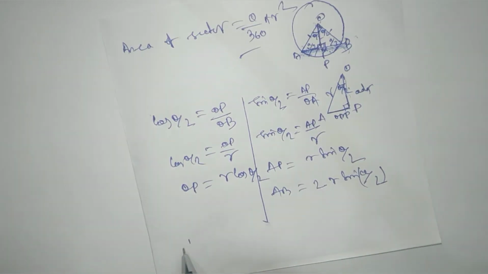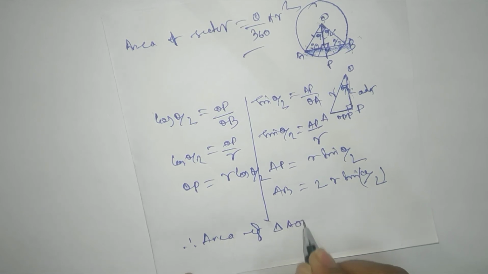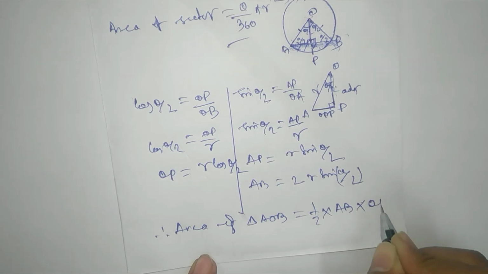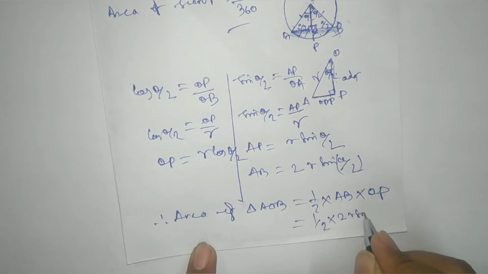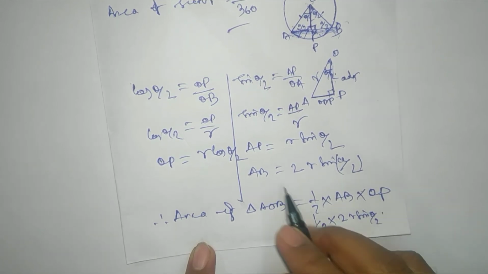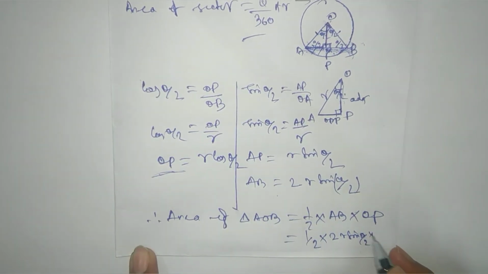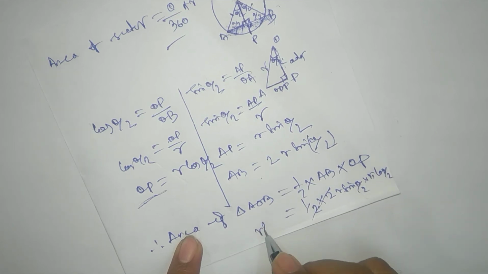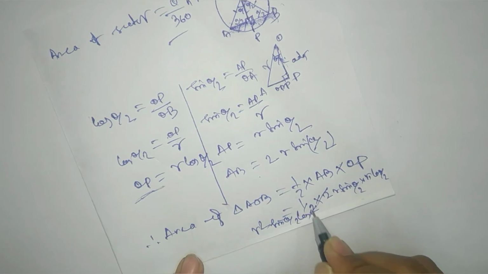So now, therefore, area of triangle AOB equals what? Half into base, which is AB, into height, that is OP. So here we'll substitute the value of AB. AB is 2 into R sine theta by 2, and OP is R into cos theta by 2. The 2s cancel, R into R is R squared, and we get sine theta by 2 cos theta by 2.